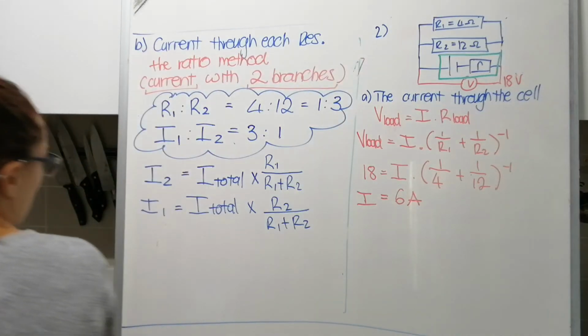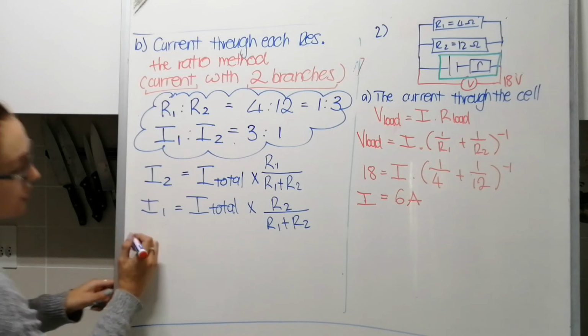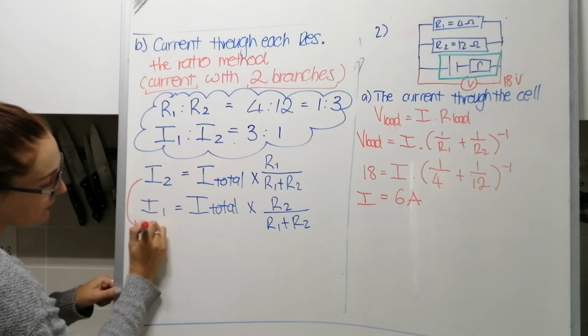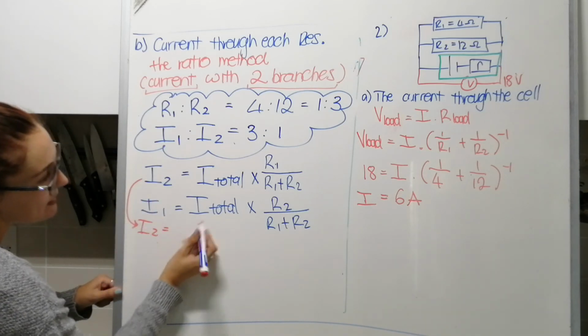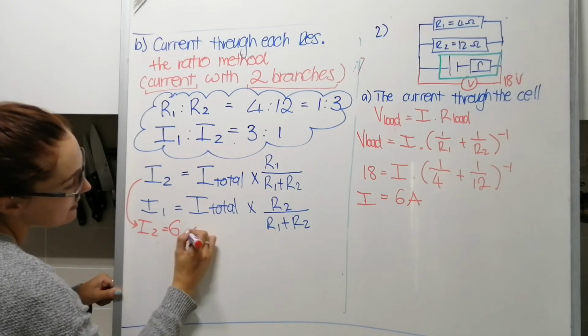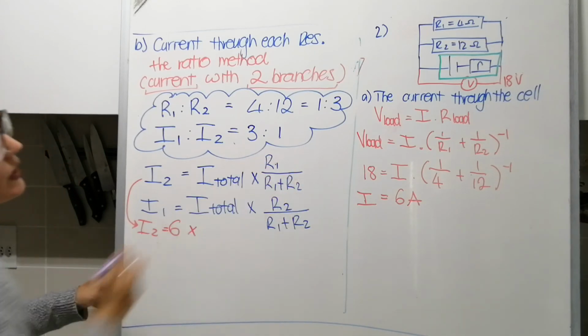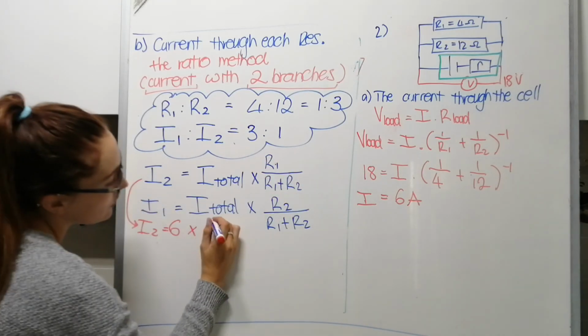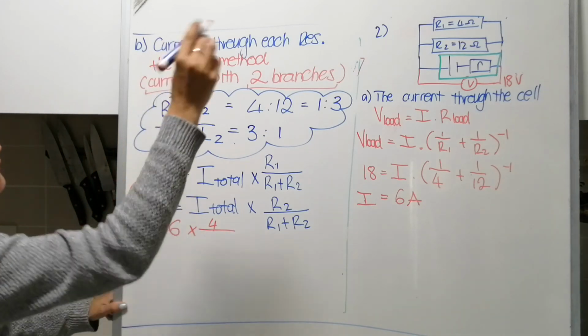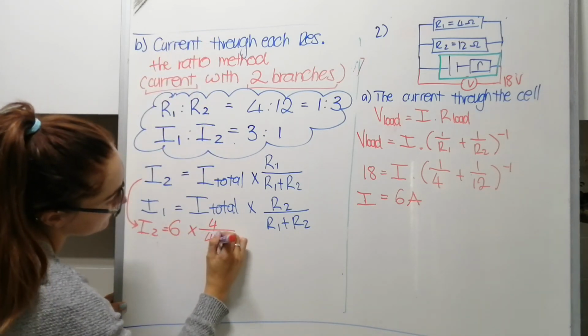So I'm going to actually just quickly go ahead and do these. So for I2, that means total current is 6 times resistor 1 is 4 over 4 plus 12.